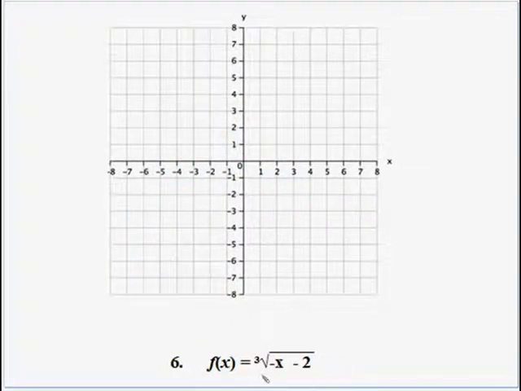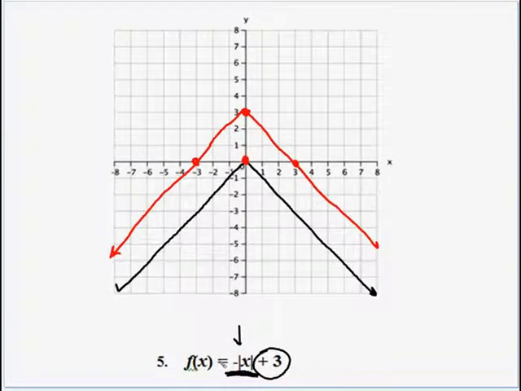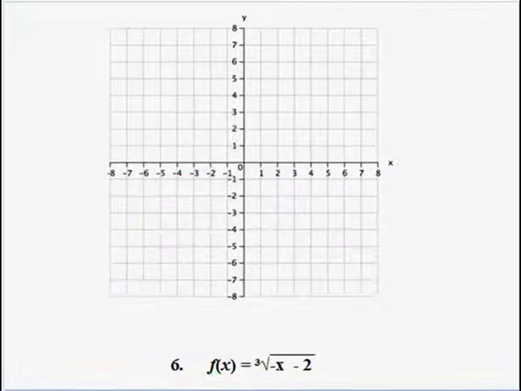Here's another sort of double whammy. The first thing I see, here's our cube root of x. We got a negative under the radical. Here we were outside, so that was a flip over the x-axis. Now here we start number 6 here. Let's refresh our memory on the order in which we do these transformations.